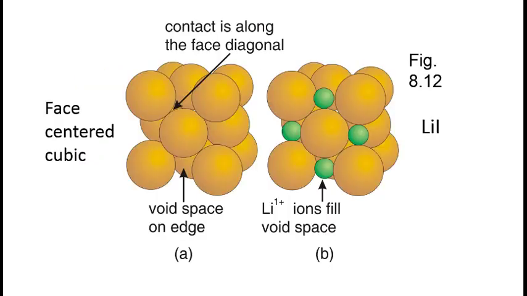On the left is a diagram of the face-centered cubic unit cell we saw in the previous module. The atoms touch along the face diagonal, and we note that there is void space along the edges of the cube. On the right is a diagram of lithium iodide. Note that the iodide ions, shown in yellow, maintain what we would recognize as a face-centered cubic arrangement, which is an efficient way to pack spheres. The lithium ions, shown in green, are much smaller than the iodide ions and can fit into the void spaces.